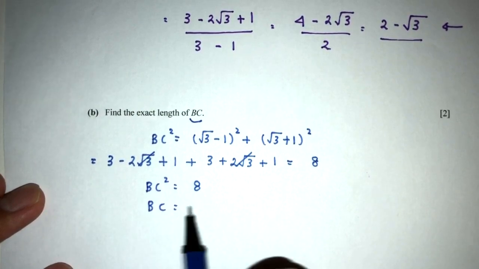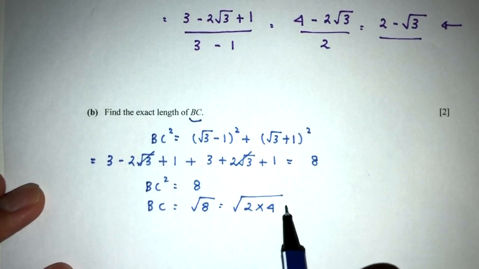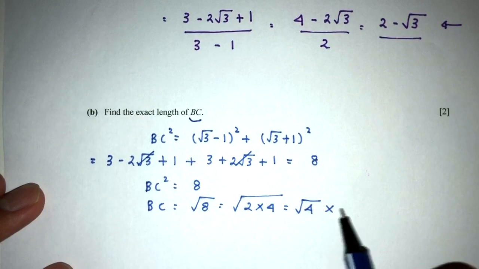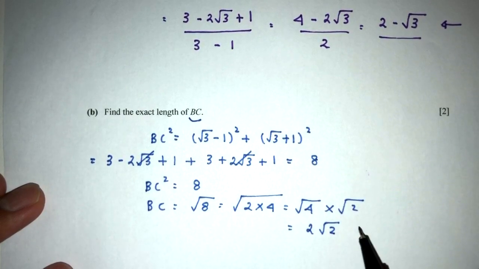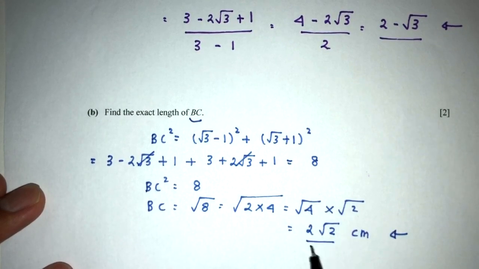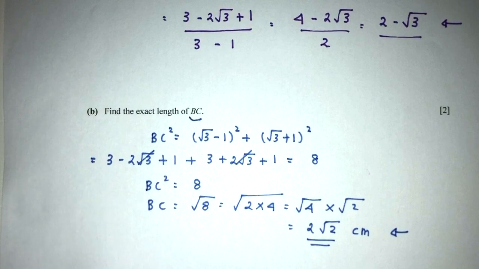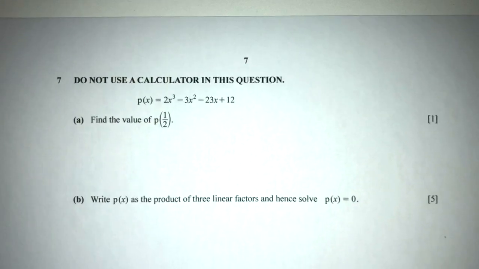So BC has to be root of 8, which is root 4 times root 2, and that will be 2 root 2. And here we have centimeters for your unit. So that will be your answer, finding the exact length of BC for part B of question number 6. Let's move on to question number 7.